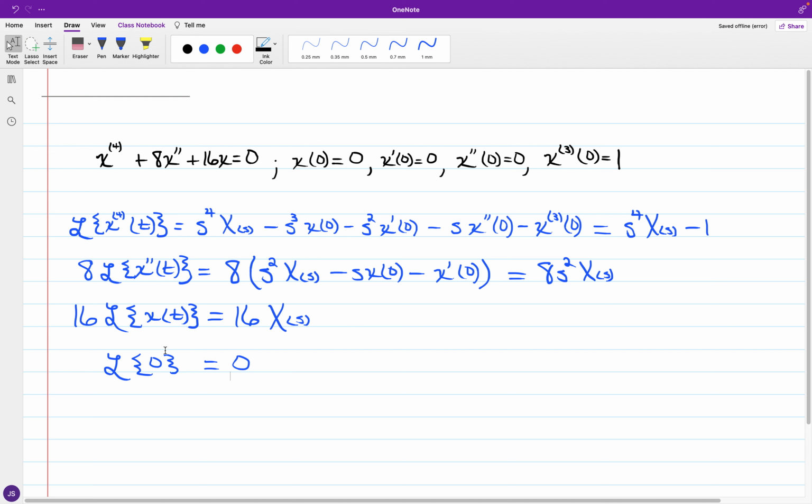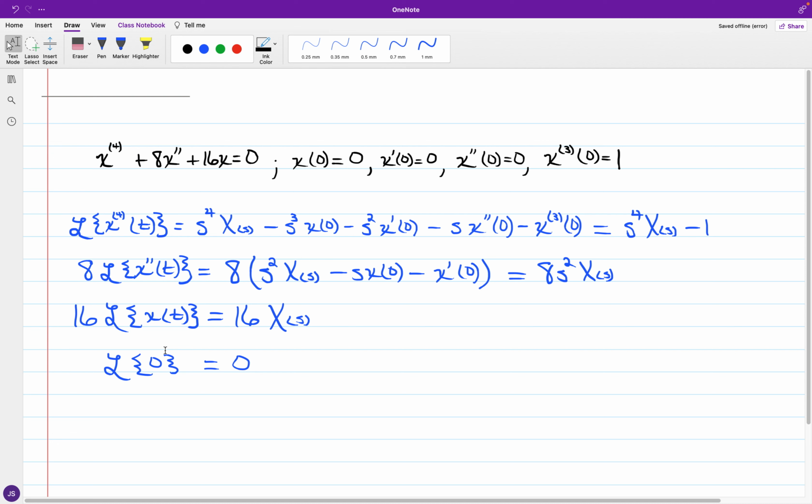So you're going to have the first and the last terms be non-negligible. So the Laplace transform terms end up as the difference between s to the fourth times the Laplace X(s) minus 1.